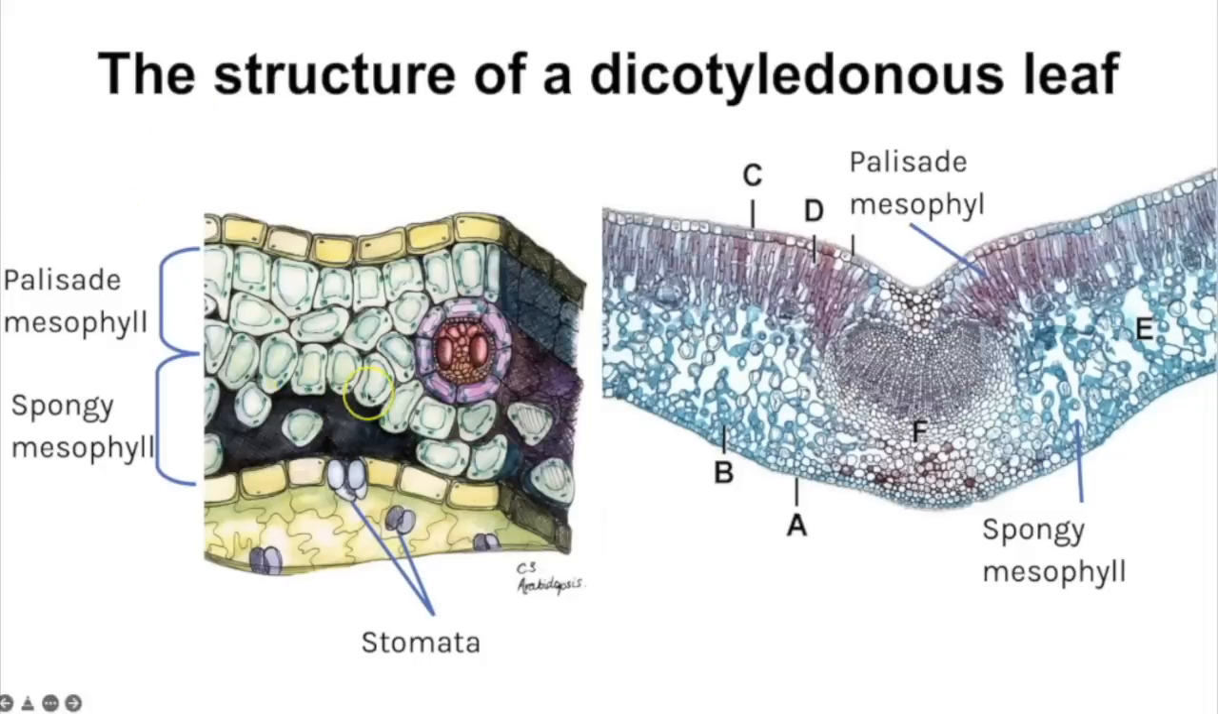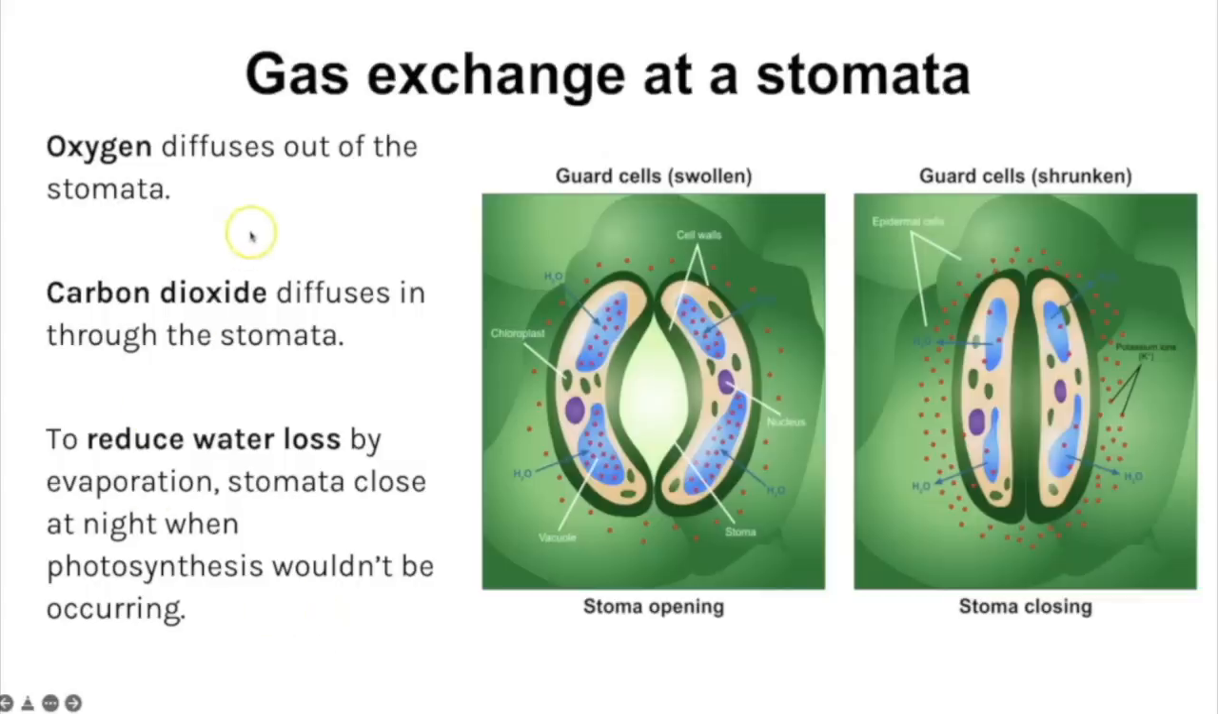So lastly is looking at gas exchange in leaves. So you could be asked to look at some of the structures in the leaf. So we have the tissue layer palisade mesophyll, which is where photosynthesis mainly happens. And then we have the spongy mesophyll, where there's lots of air spaces. And we have the stomata, which is where the gases actually diffuse in and out of. So oxygen will actually diffuse out of the stomata if it's not being used in respiration. And carbon dioxide diffuses in because it's needed for photosynthesis.